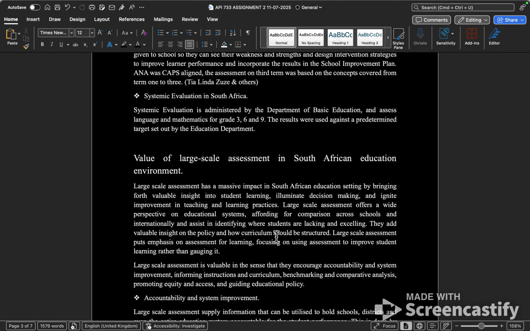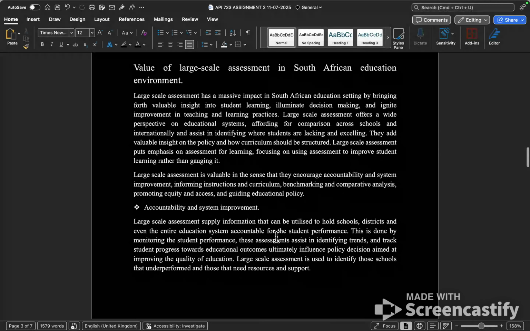And then let's look at the value of large-scale assessment in the South African education environment. They play a pivotal role in structuring the education system of the country, and also the large scale assessment is valuable in the sense that they encourage accountability, system improvement, informing instructions and curriculum, benchmarking and comparative analysis, promoting equity and access, and guiding educational policy.